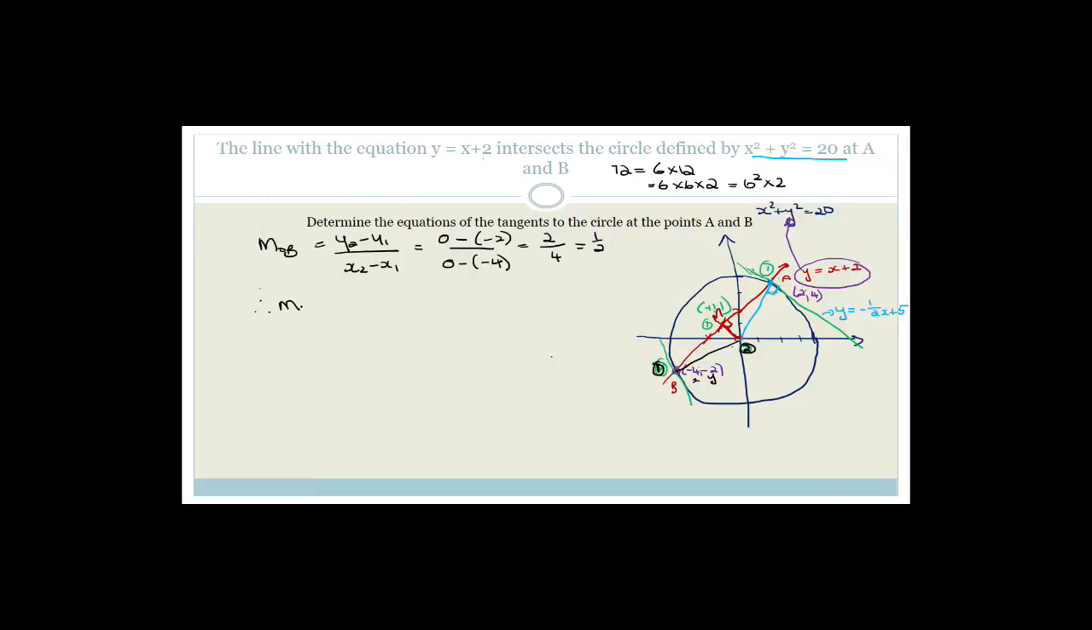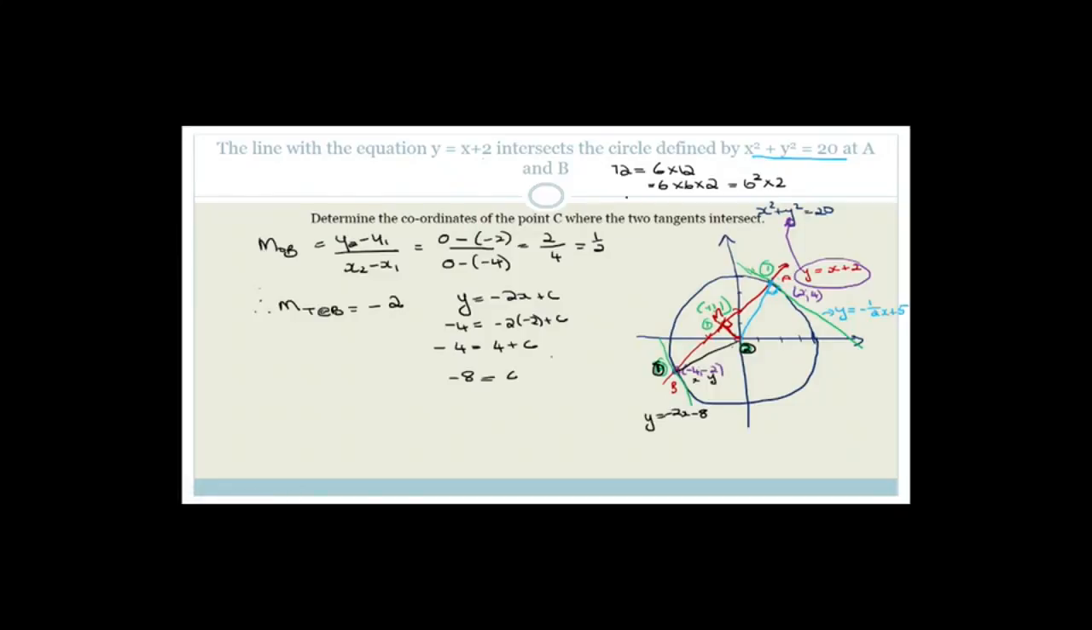Therefore, the gradient of the tangent at B is going to be negative 2, right? You flip it and you times it by minus. Now we have y is equal to negative 2x plus c. So what can we do? We can substitute in this value here of minus 4, minus 2. So we go minus 4 is going to be minus 2 times minus 2 plus c. Sorry, I'm just checking my numbers. So you've got minus 4 is equal to 4 plus c. So c is equal to minus 8. Therefore, the equation of the tangent is y is equal to minus 2x minus 8. Okay, not too bad here.